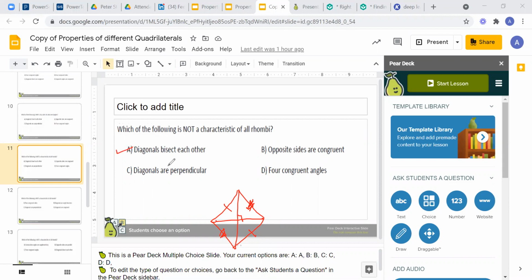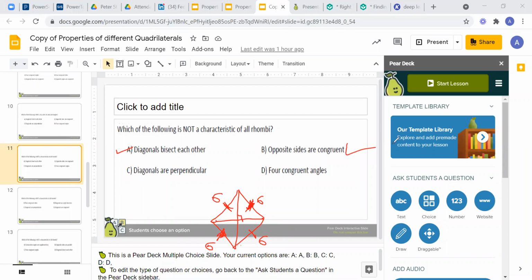Okay. Angela, is B true? Opposite sides are congruent. Is it true? Look, I have 1, 1, 1, 1. Does that mean our opposite sides are not congruent? No. If this side measures 6, this is going to measure 6, this 6, this 6. So opposite sides are congruent.